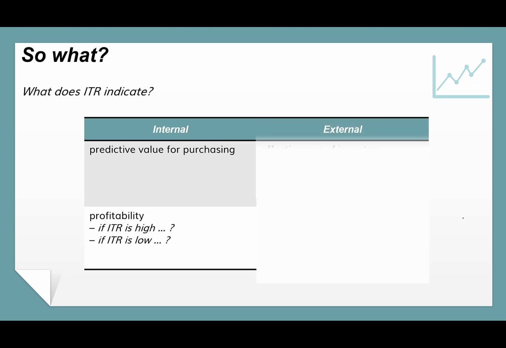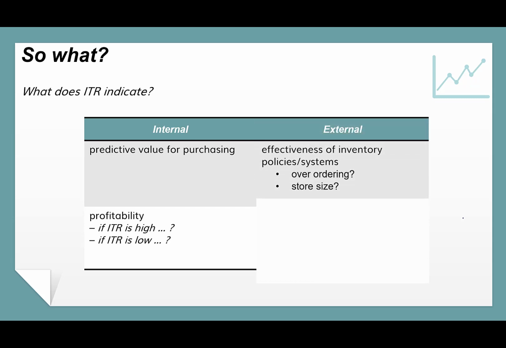If you're an external user, such as an investor or a creditor, the ITR gives you an indication of how effective the company's inventory policies and systems are. If the ratio is low, perhaps the company is purchasing too much inventory given how long it takes to sell it. Maybe they should consider ordering inventory in smaller batches or moving their stores to smaller locations so they can reduce the amount of inventory they carry in store.